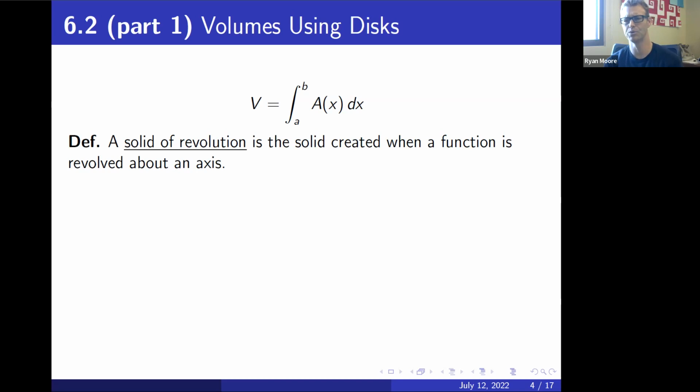What does that look like? Think about a function that is being rotated or revolved about an axis. Here's what that would look like. We've got just any old function, starting at a, ending at b. We're going to think of that as spinning. And for now, let's just do it around the x-axis. So think about that orange line, just the part between a and b, rotating around the x-axis.